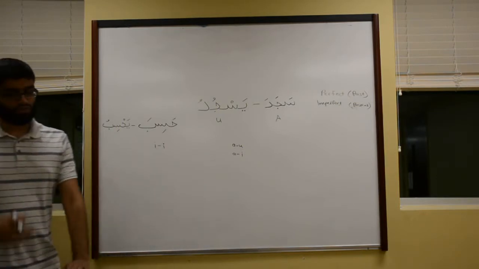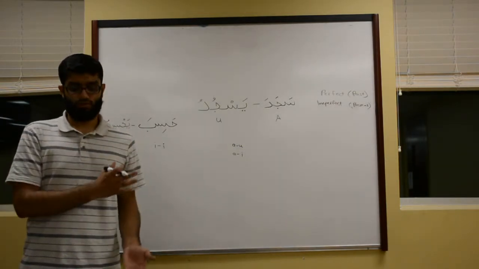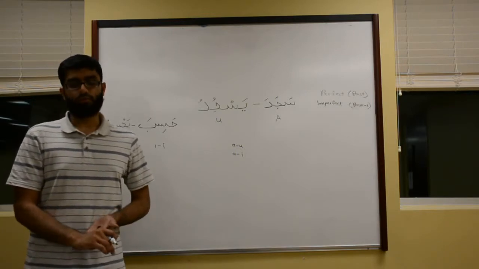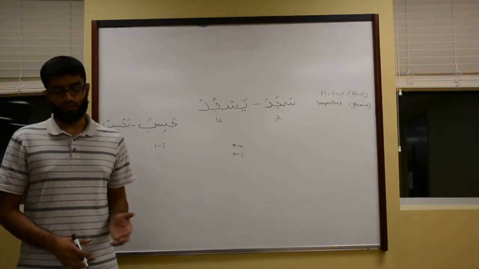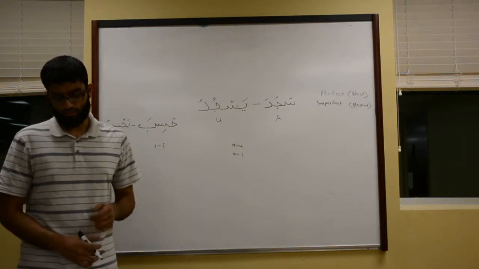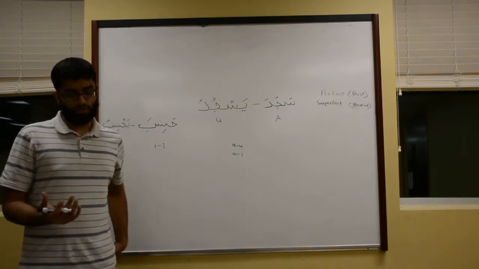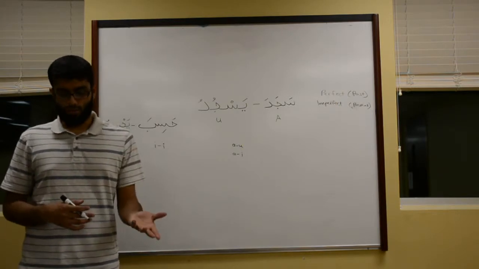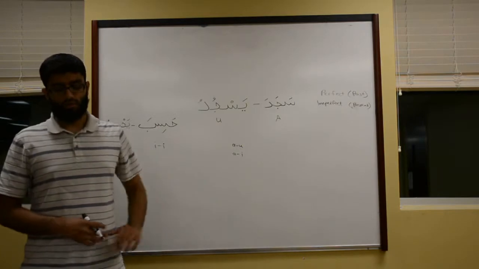So for each of those columns, you'll see the different combinations. The first combination is called bab nasara, where they have a fatha in the past and a dhamma in the present. The second one changes to a kasra. The third one, they both have fathas. The fourth one, they both have dhammas. And the fifth one starts with a kasra and ends with a fatha.